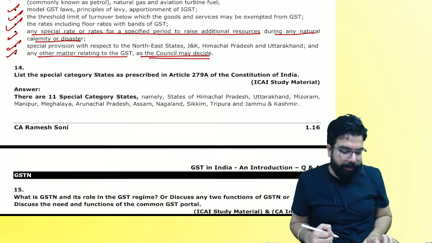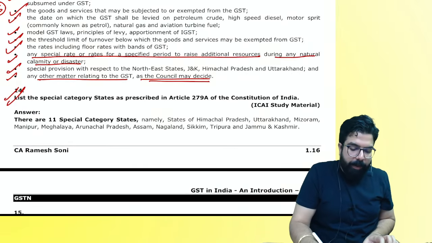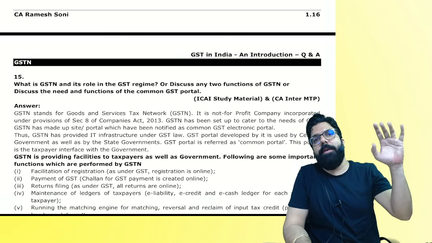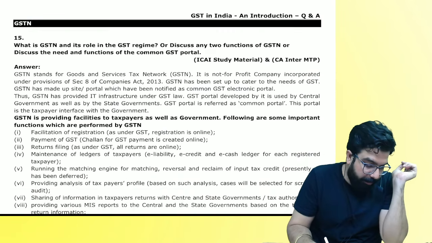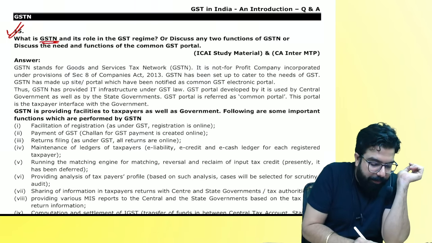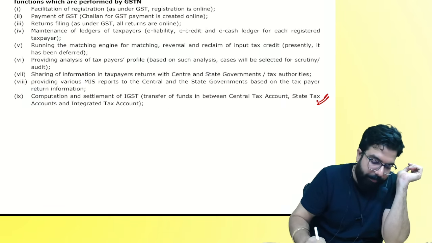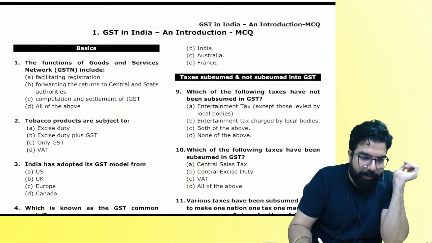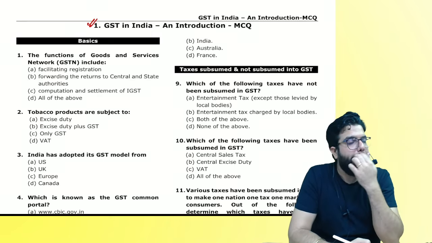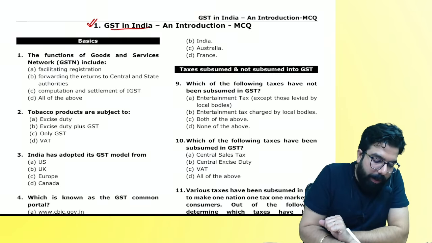Okay? Next. Do you remember special category states? Yes, everyone. What are they? Tripura and Jammu and Kashmir. Very good. Did we learn about GSTN, the Goods and Services Tax Network? Did I tell you about the functions? The same thing over here. Now, the next one over here is, listen everyone. The next one is the GST, Goods and Services Tax.